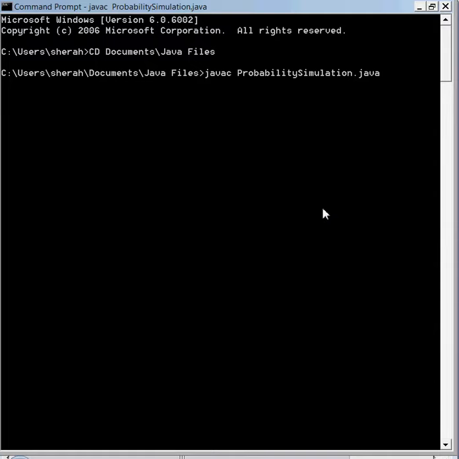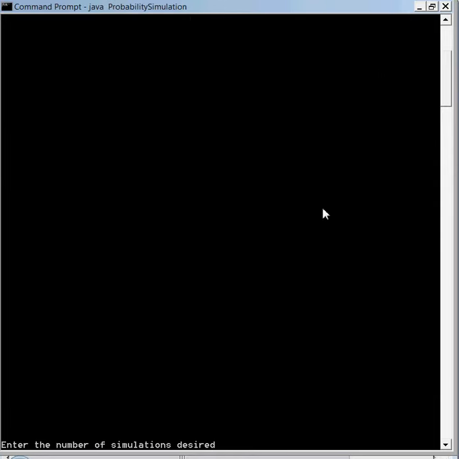Compiling and compiling and compiling, and my mouse was having a seizure for a couple seconds there. Okay, and we're going to run Java program probability simulation. Enter. And it still sees it. As you can see, I entered in some spaces in here, this whole area. This isn't what's normally supposed to happen.